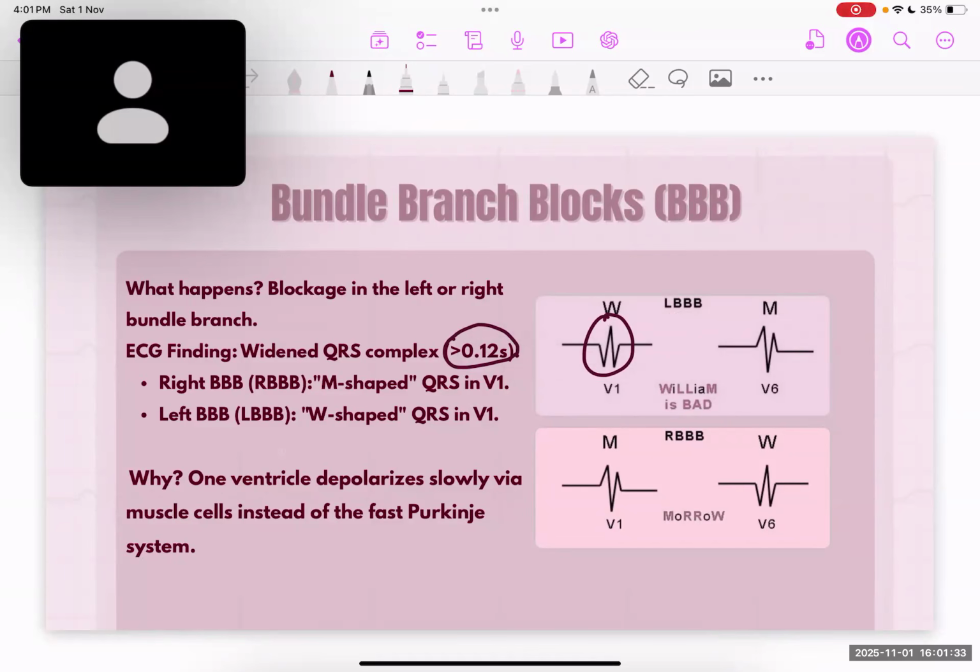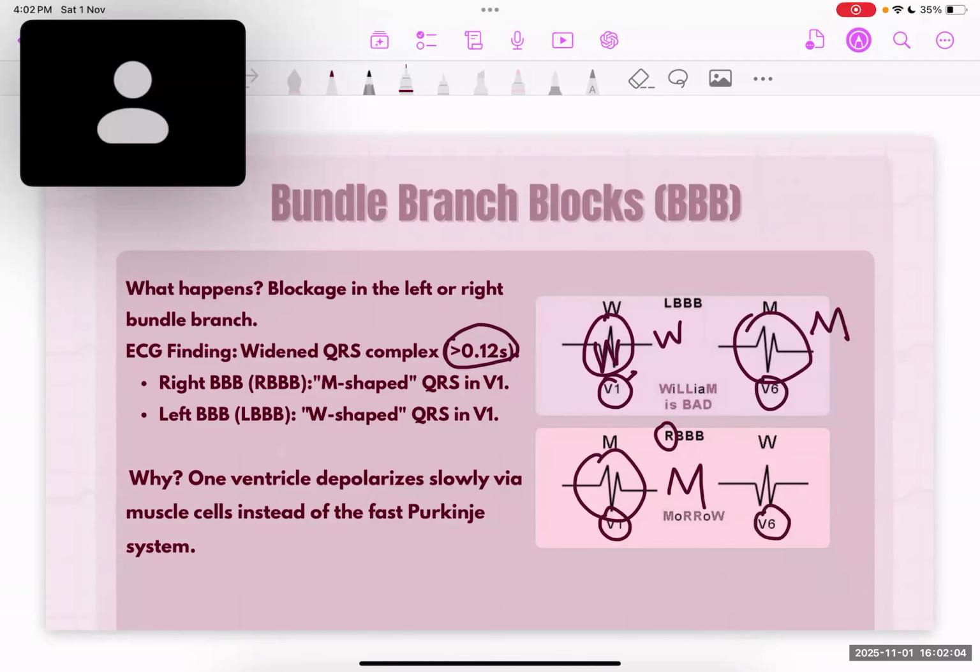We can have two types. We can have a right bundle block or a left bundle block. Both of them you can see on one lead and then just memorize for the other lead that it's the opposite. So let's focus on the V1 lead. For a left bundle block, we're gonna have a V shape in V1, and for a right bundle block, we have an M shape in V1. If the first one is a V shape, the second one is going to be an M shape in V6. And if this one is an M shape, it's going to be a V shape in V6.